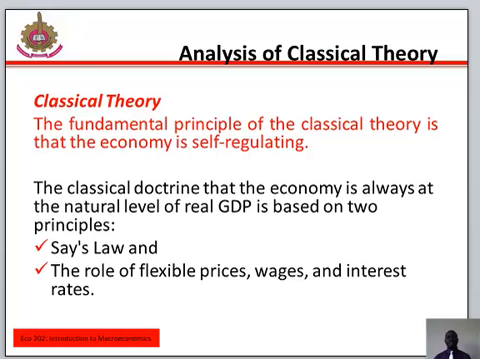The fundamental principle of the classical theory is that the economy is self-regulating. Classical economists maintain that the economy is always capable of achieving the natural level of real GDP or output, which is the level of real GDP that is obtained when the economic resources are fully employed. The classical doctrine that the economy is always at the natural level of real GDP is based on two principles, which are Say's law and the role of flexible prices, wages, and interest rates.